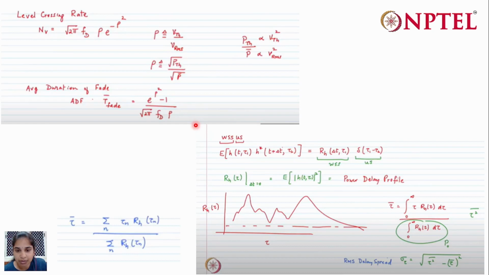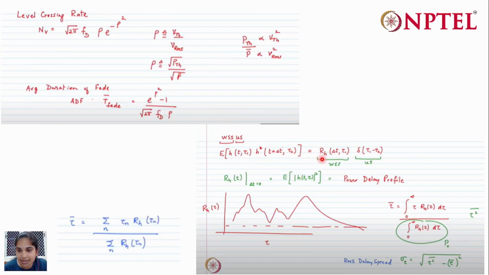Then came the statistical characterization concepts, the WSS-US model, the wide sense stationary uncorrelated scattering model. Wide sense stationary here corresponds to the time variation component, and uncorrelated scattering corresponds to the time dispersion component. So if we see expectation of h of t comma tau 1 into h star of t plus del t comma tau 2, where tau 1 and tau 2 are the delays because of different multipath components.